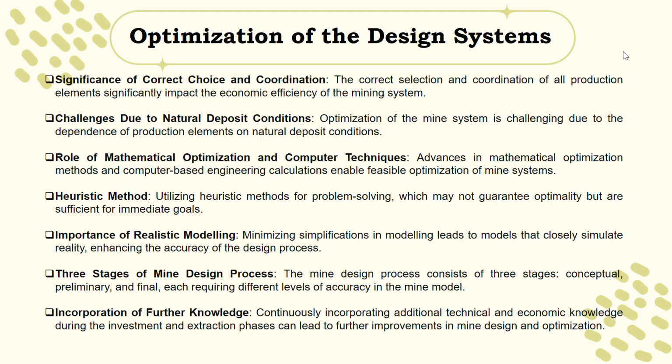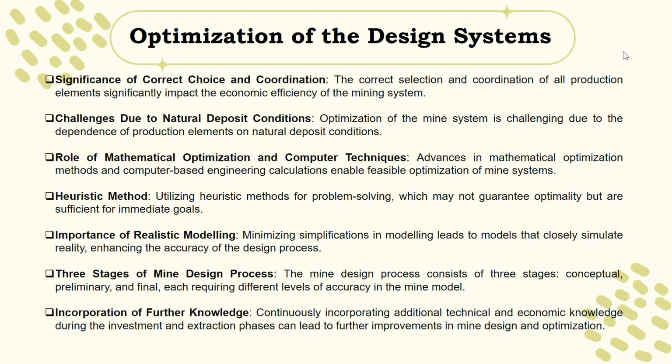And lastly, we have the optimization of the design systems. First, we have the significance of correct choice and coordination. The correct selection and coordination of all production elements significantly impact the economic efficiency of the mining system. We also have challenges due to natural deposit conditions. The optimization of the mine system is challenging due to the dependence of production elements on natural deposit conditions.